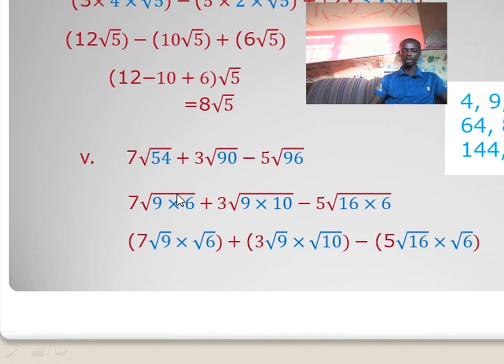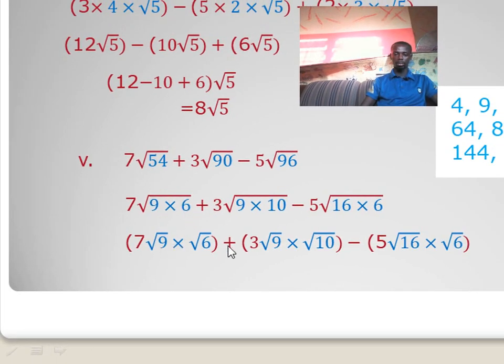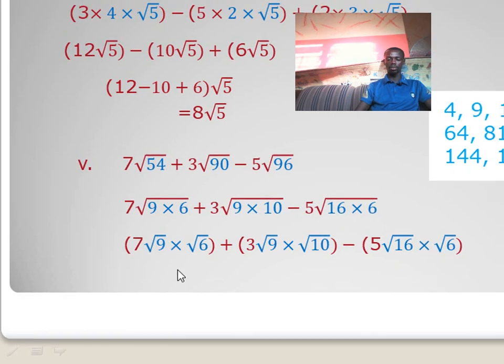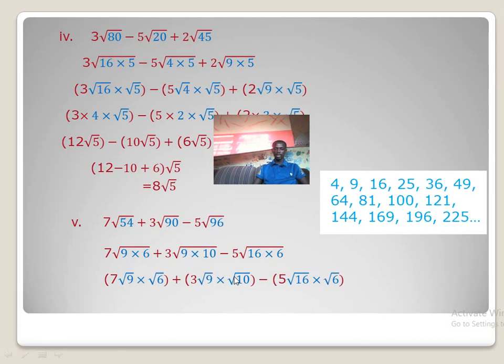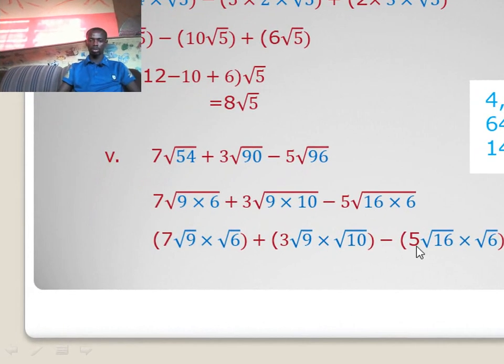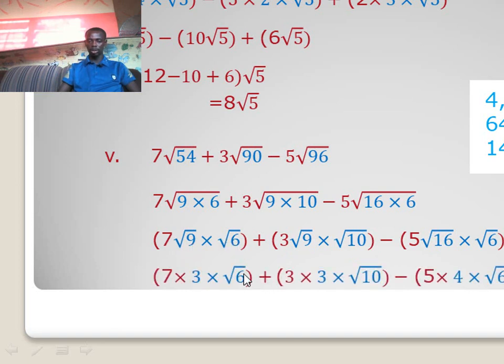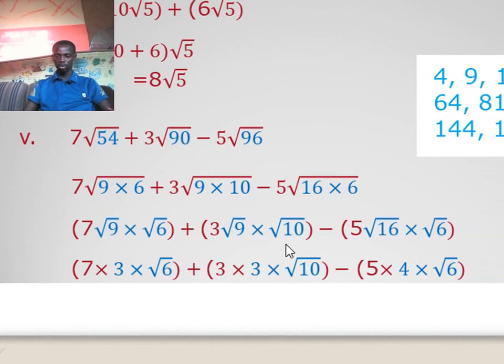So splitting them further, 9 by 6 becomes this, 9 by 10 becomes this, 16 by 6 becomes this. Okay, so that would translate to 7 root 9 multiplied by 6, plus 3 root 9 multiplied by 10, minus 5 root 16 multiplied by 6. So that's going to give 7 multiplied by 3, then multiplied by root 6, plus here 3 multiplied by 3 from root 9, I'm getting this 3 from root 9, then multiplied by root 10, then minus 5, I'm getting this 4 from root 16 multiplied by root 6.